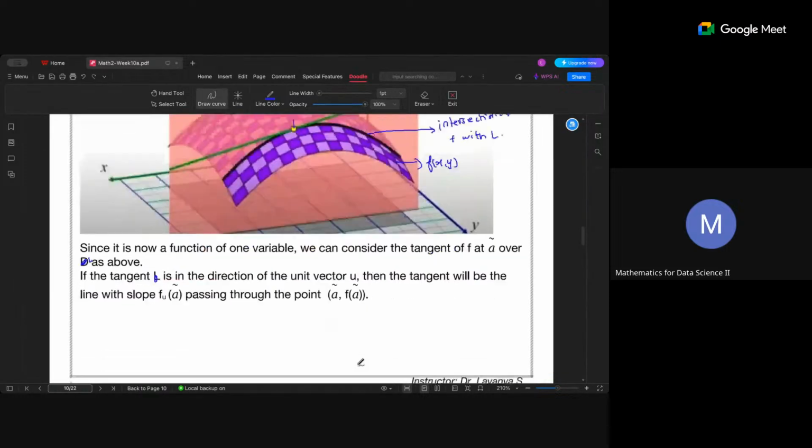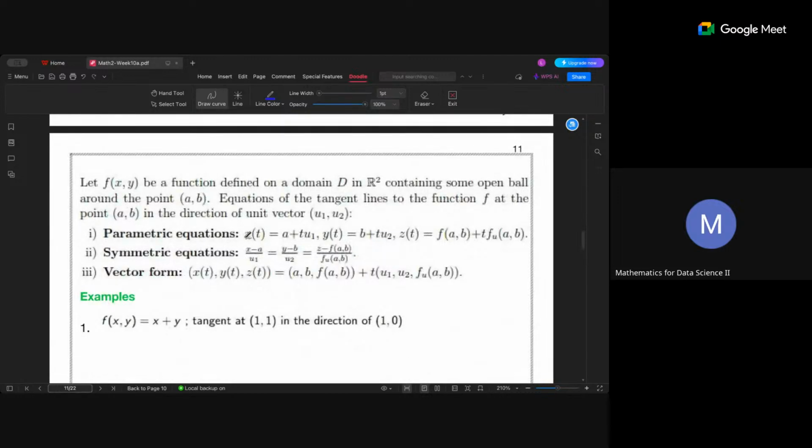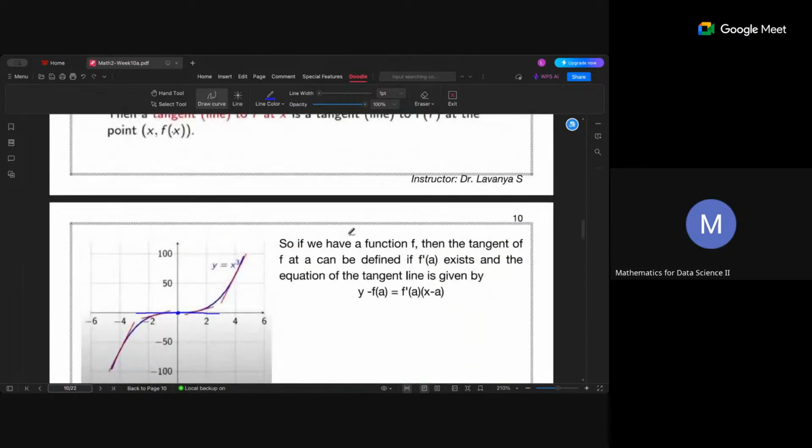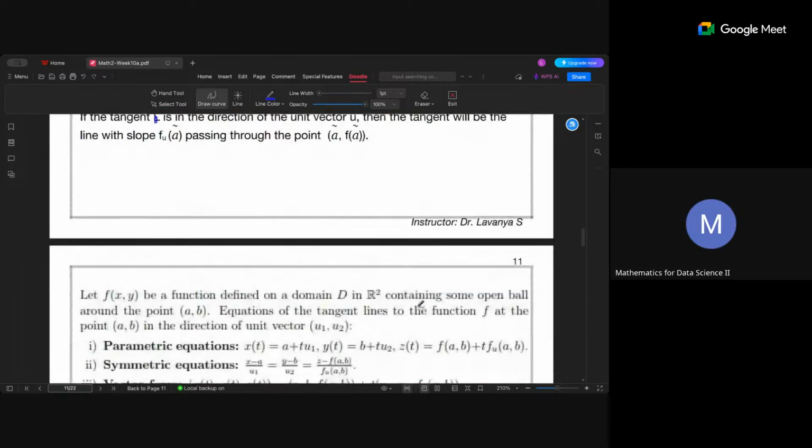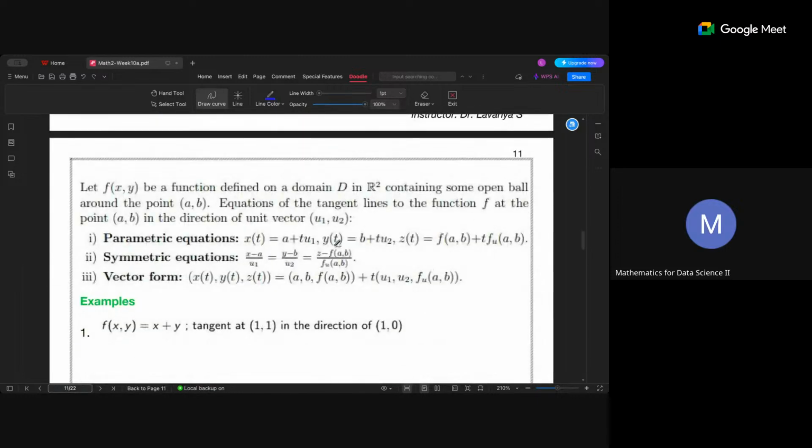Okay. So now you have a formula for this. We are not going into the derivation part of these equations. So in the case of one variable, you have the equation of tangent line like this, right? So here we are also having equations of tangent lines to f.